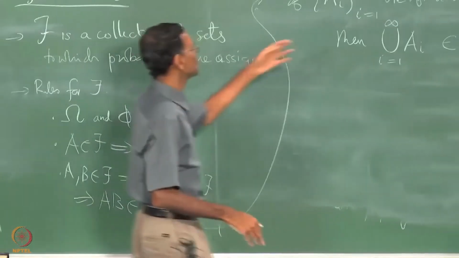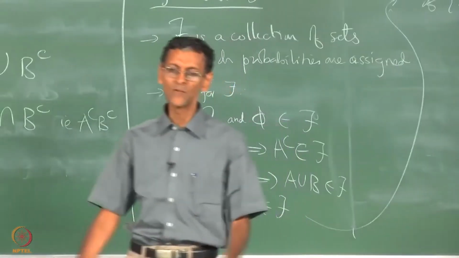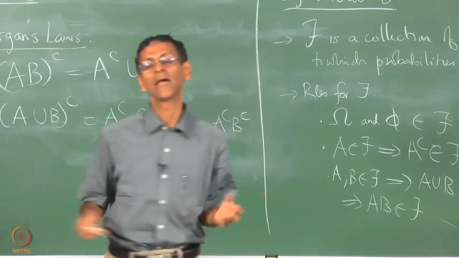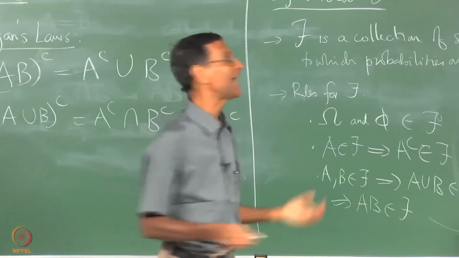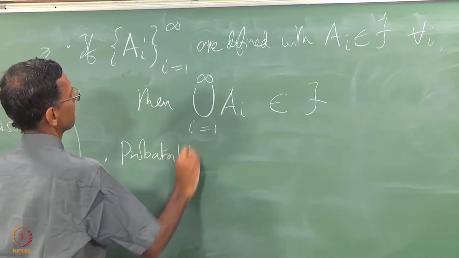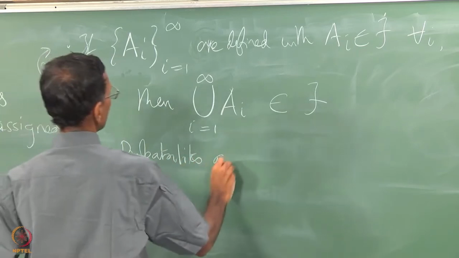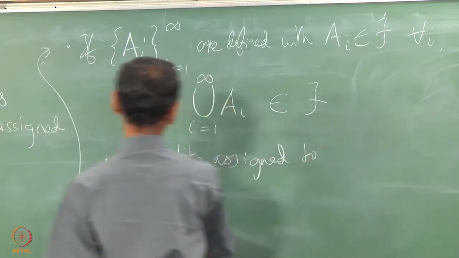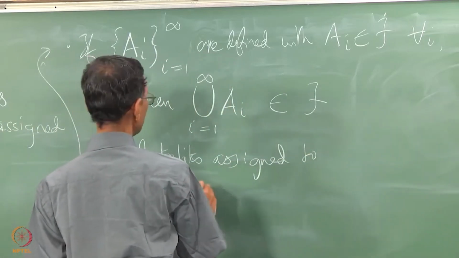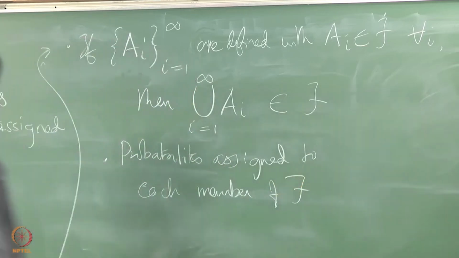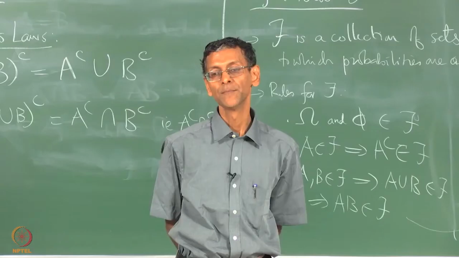Okay, so these rules are the bedrock that are used to define a sigma field capital F. And we will assign probabilities to every element of F, in continuation of this, probabilities assigned to each member, I would say, I won't say element, to each member of F, which is some set. That is the importance of F.